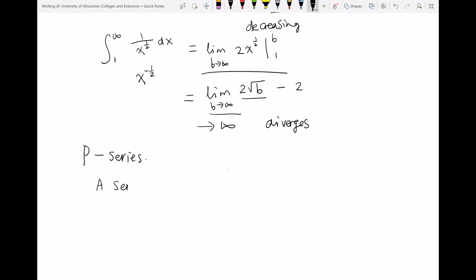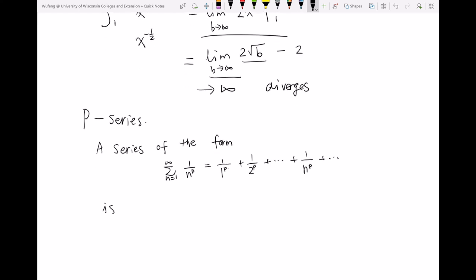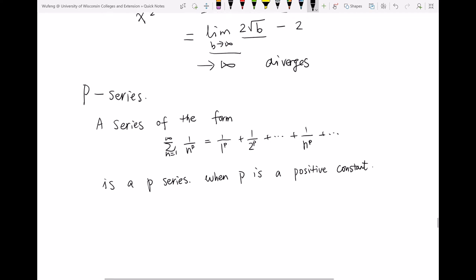So a series of the form sum of 1 over n to the power p equals 1 over 1 to the p plus 1 over 2 to the p, and just continue, plus 1 over n to the p power. This series, 1 over n to the power p, is a p-series. So when p is a positive constant, in most of the examples p will be just a number, you don't really have any other variables.